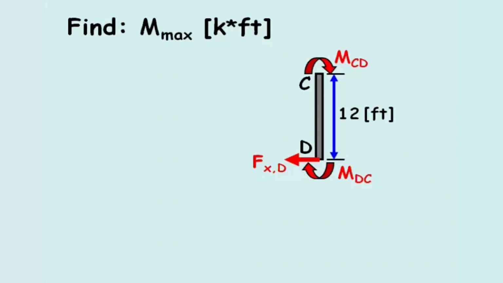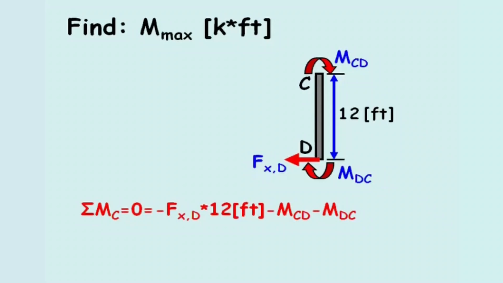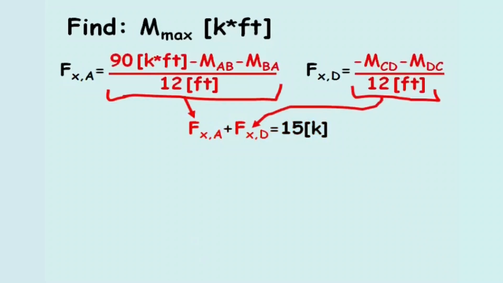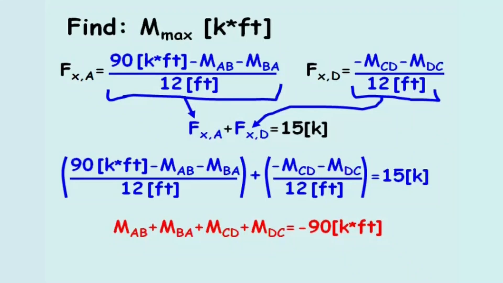The moments are summed about point C, and the value is set to 0. And the horizontal force at point D equals the negative of moment CD minus moment DC divided by 12. Returning to the horizontal force equation, if we plug in the values for the horizontal forces at points A and D and isolate the 4 moment variables, our equation becomes moment AB plus moment BA plus moment CD plus moment DC equals negative 90 kip feet.